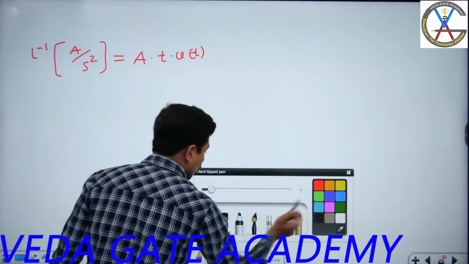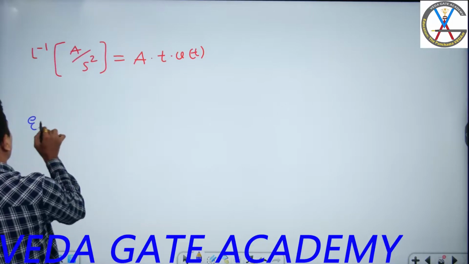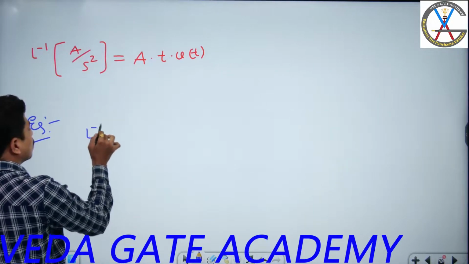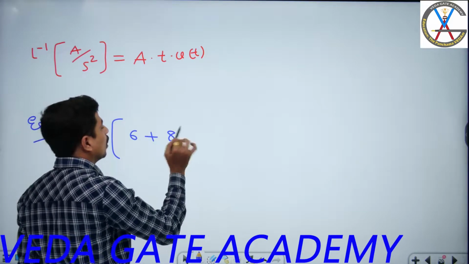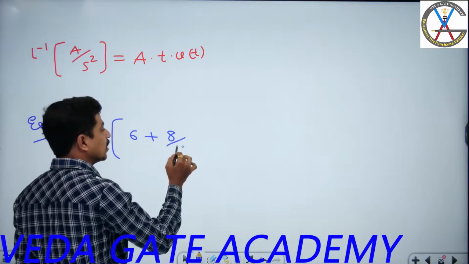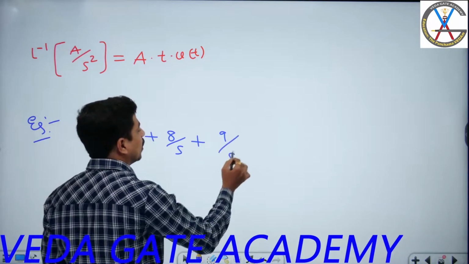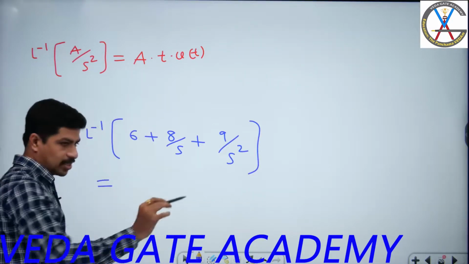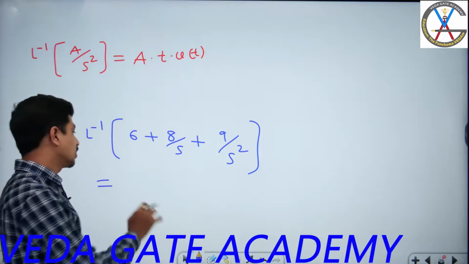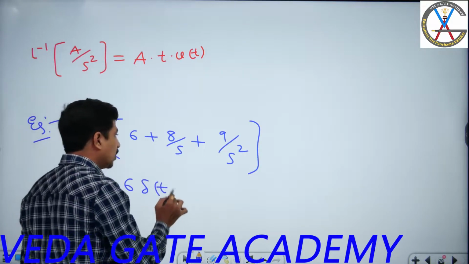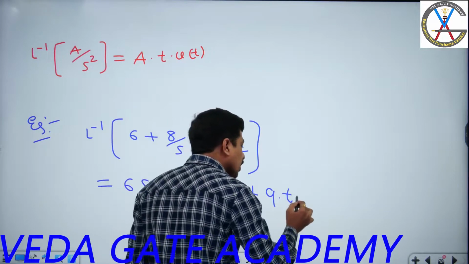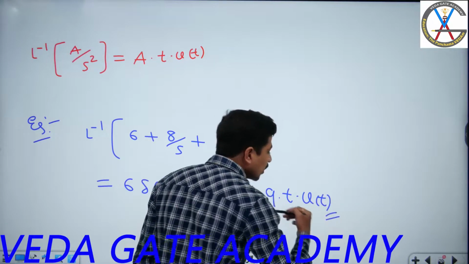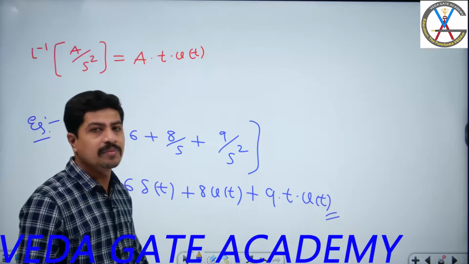Let's solve one simple problem. Without pen and paper, you can directly give the answer for this one. What is the inverse Laplace transform of 6 plus 8 by s plus 9 by s square? The answer is 6 del of t plus 8 u of t plus 9 into t into u of t. That's how simple it is.